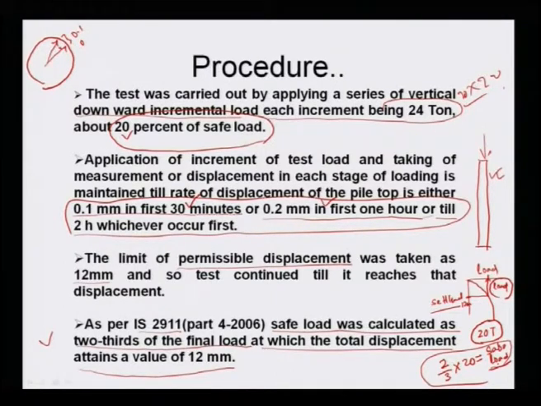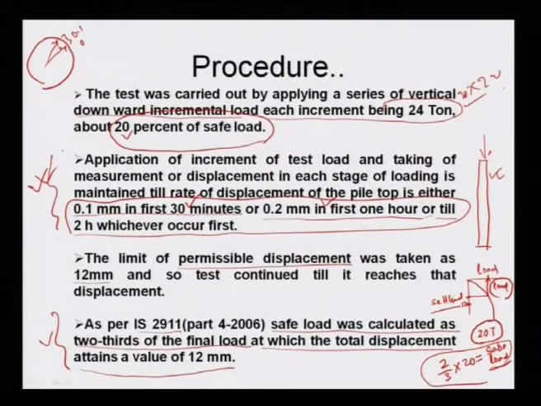These are the two major parts. One is where you stop, at what point the next increment of load you are going to start, or where you will take the displacement reading. It says, as I said, and I am repeating, 0.1 mm in first 30 minutes or 0.2 mm in first hour, whichever comes first. That means you can see which one comes first from this dial gauge displacement, and that you take.